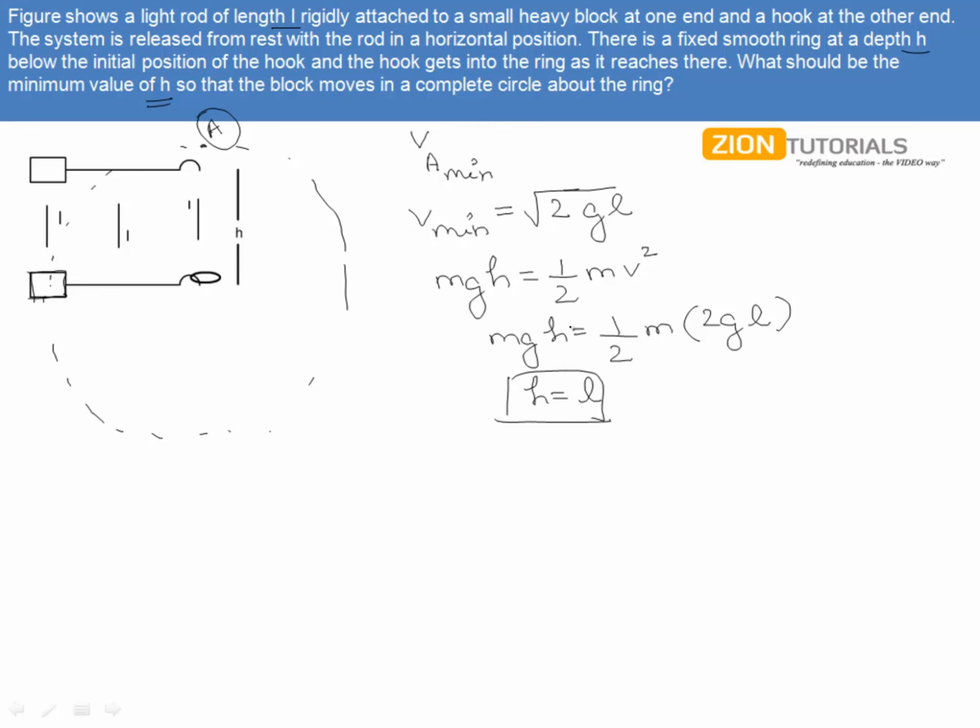Now why did we take h minimum, v minimum? Because you can see from this relation that h decreases as v decreases. So for v minimum, the h will be minimum, right? So we found out the v minimum, and hence we got the h minimum.